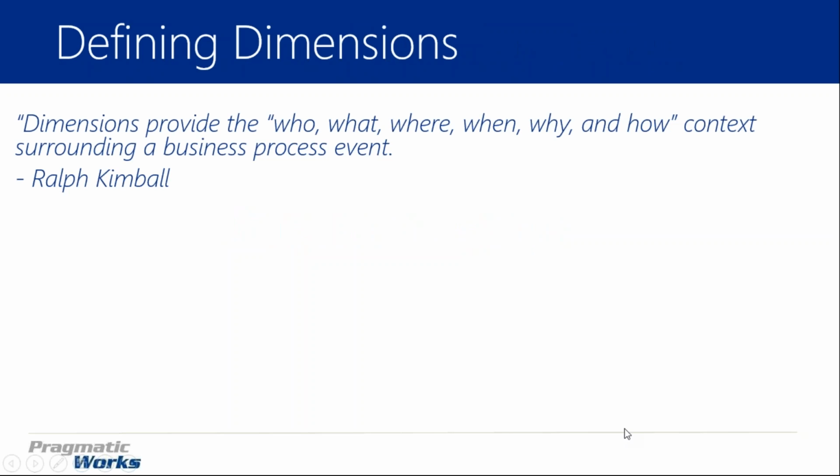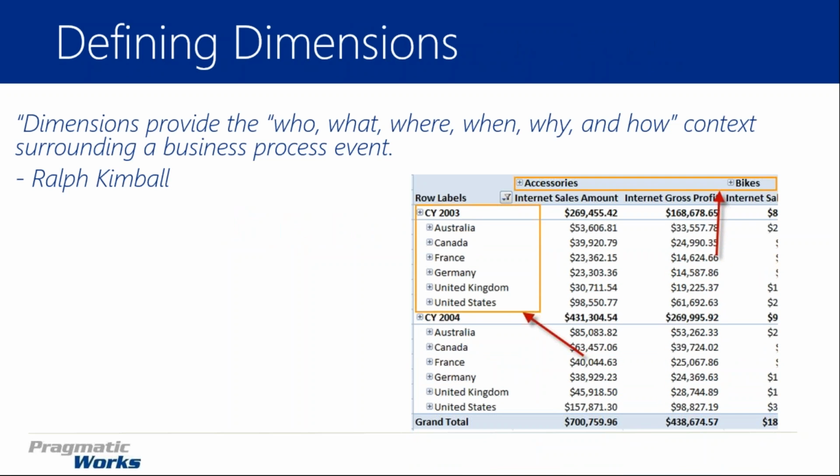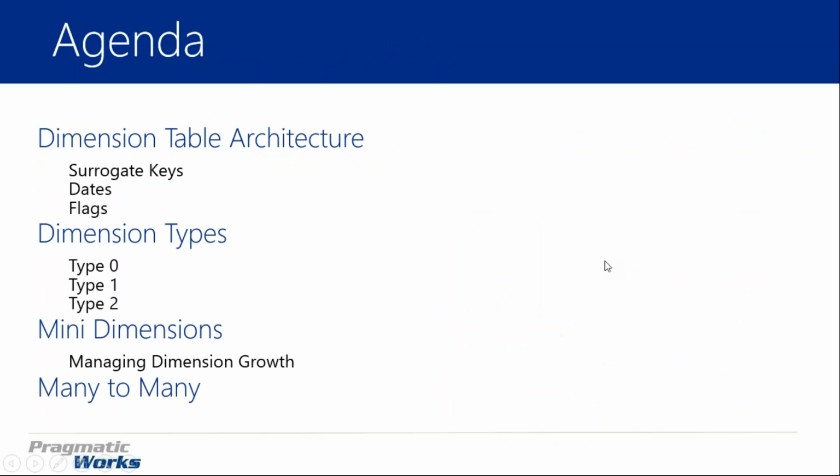Ralph Kimball defines dimensions as providing the who, what, when, where, why, and how context surrounding a business process event. What we mean by that is if I came to you and said, I have $5 million in sales, then you would start asking questions about that. You would say for what year, for what month, for what store, for what product, and so on. All of those questions you ask are typically attributes that we store inside of dimensions. So dimensions explain our data, and that's what we're going to go through as we define our dimensions.